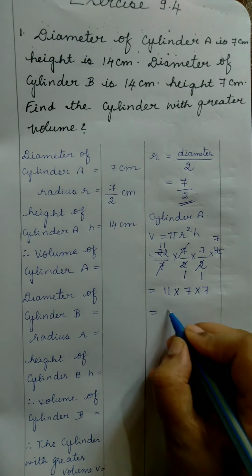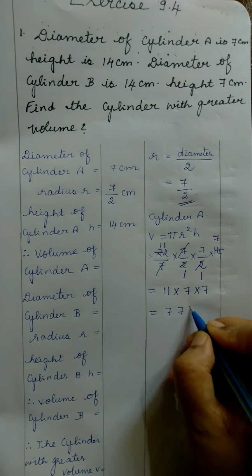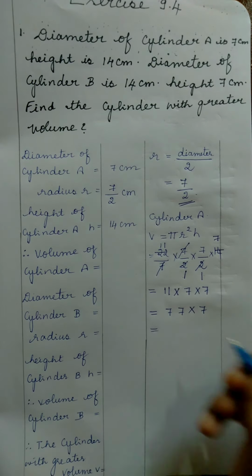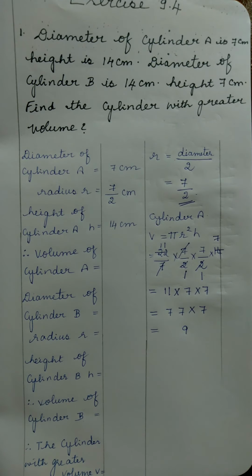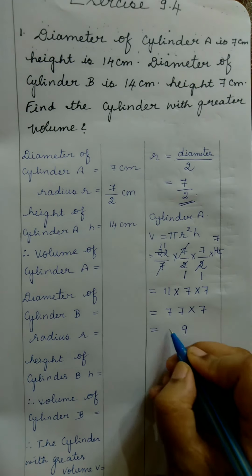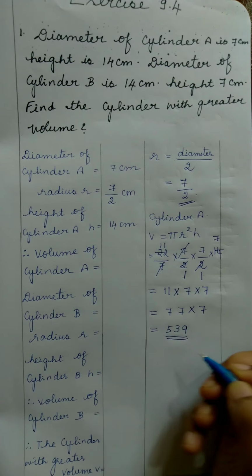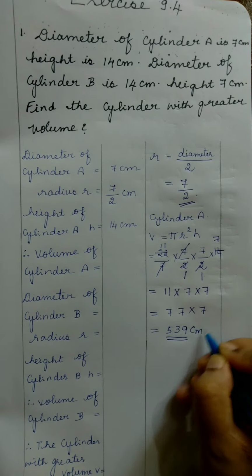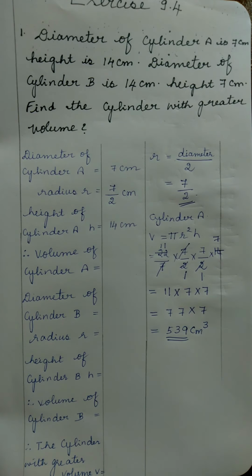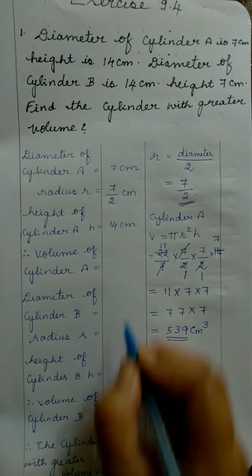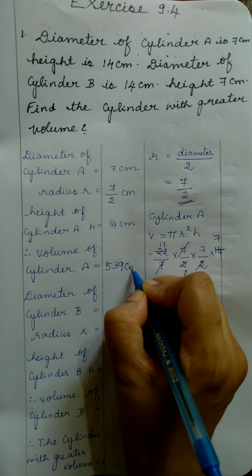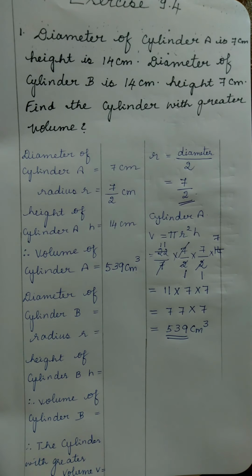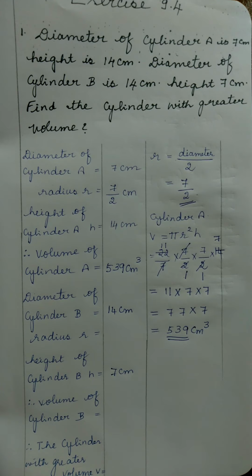Therefore, in the next step, 11 into 7 into 7. Therefore, 11 sevens are 77 into 7. 7 sevens are 49, 4 is remaining, again 7 sevens are 49 plus 4, we will get 539 centimeter cube. Therefore, the volume of cylinder A will be equal to 539 centimeter cube.